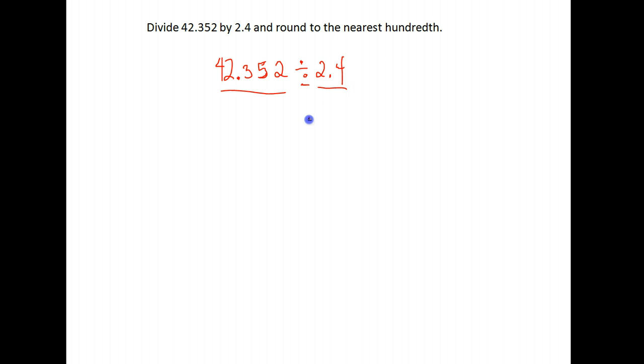Now when you get that number, you should get 17.64 and then a whole string of sixes that continue on to the end of your calculator. The question asked us to round to the nearest hundredth. Now, when you get to the decimal point, the first number is the tenths, the second one is the hundredths, so we want to round to the nearest hundredth here. So this is where we cut off.